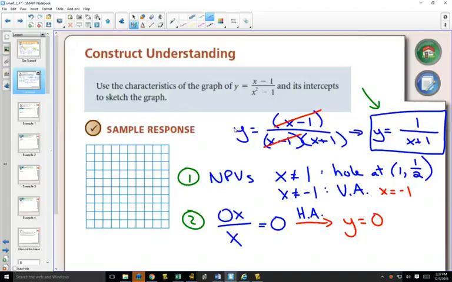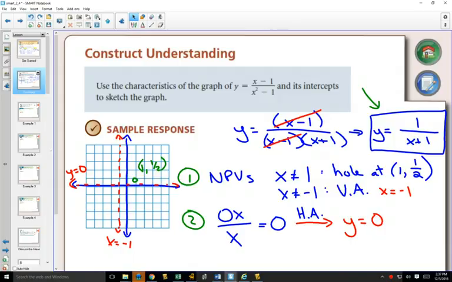Now that we've completed all of our stuff with asymptotes, we can start our graph. We know that we have a vertical asymptote at x equals -1. We have a horizontal asymptote at y equals 0, and we have a hole at 1 comma 1/2. Let's just, there we go, that looks better. So we have a point in this section of our graph.